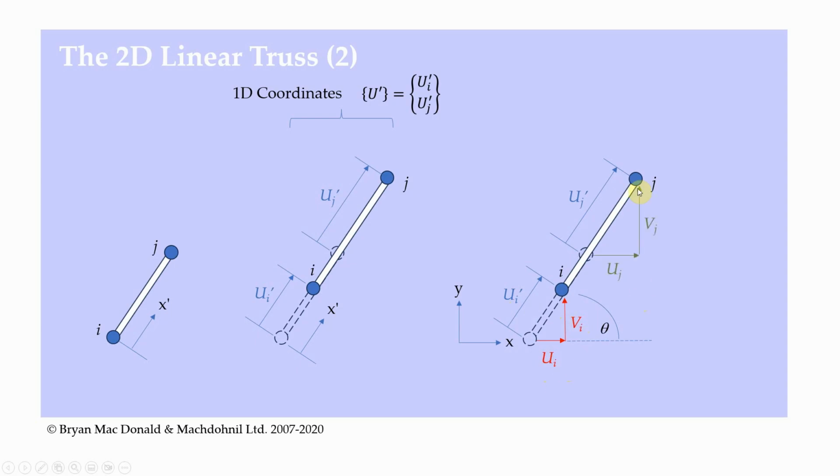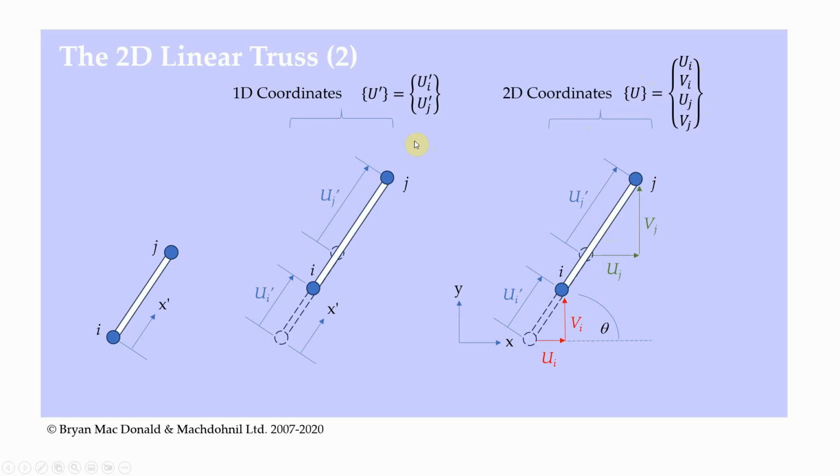And we can do the same for node j. Again, so node j moves from here to here, which is a displacement of uj dash. And that is exactly the same as going across uj and up vj. Okay, so a certain amount in x and a certain amount in y. So now we can say that in 2D coordinates, the deformation, which is u, which doesn't have a dash, is ui vi uj vj.